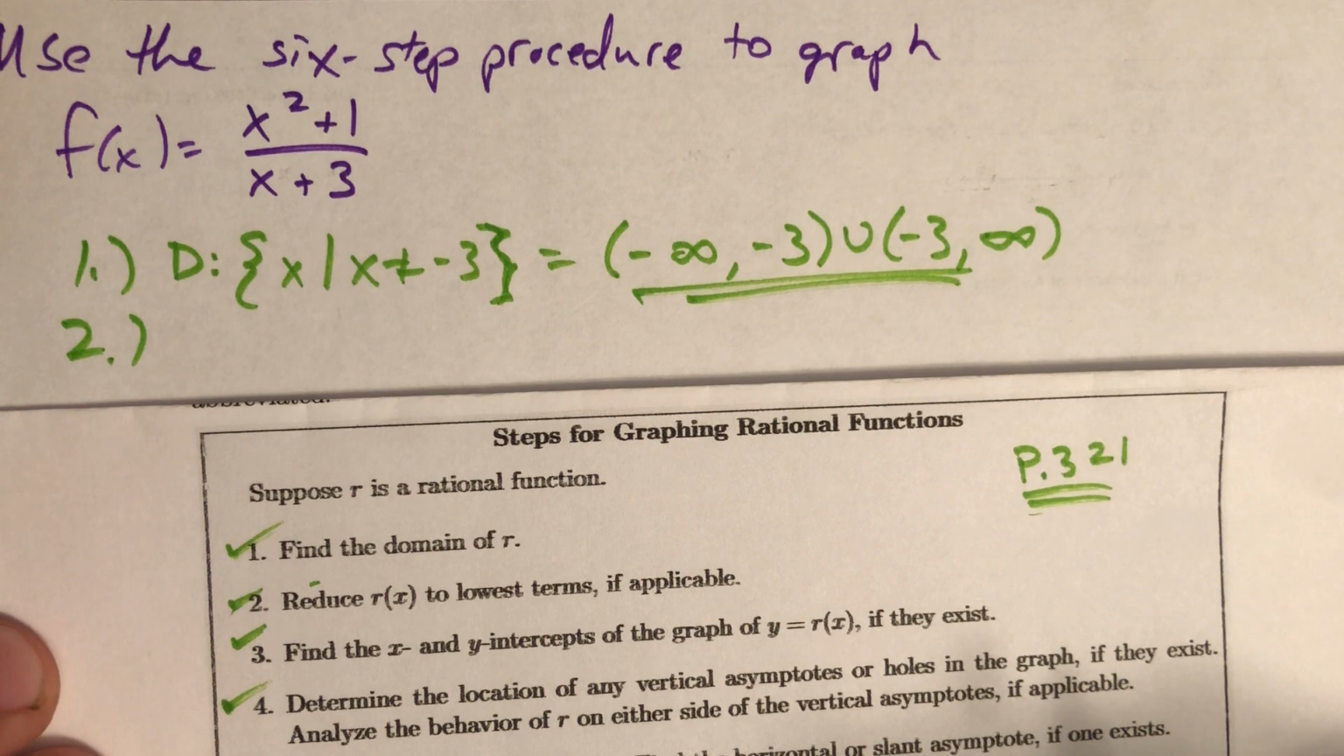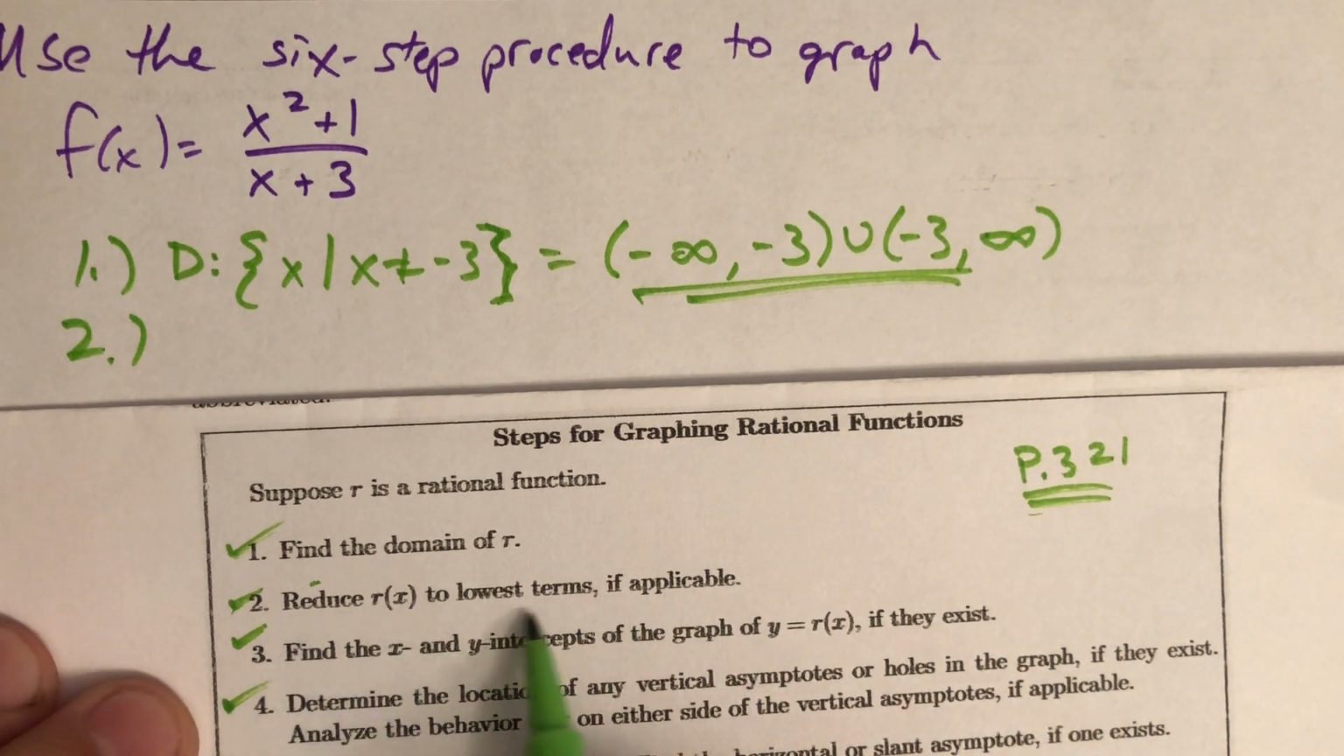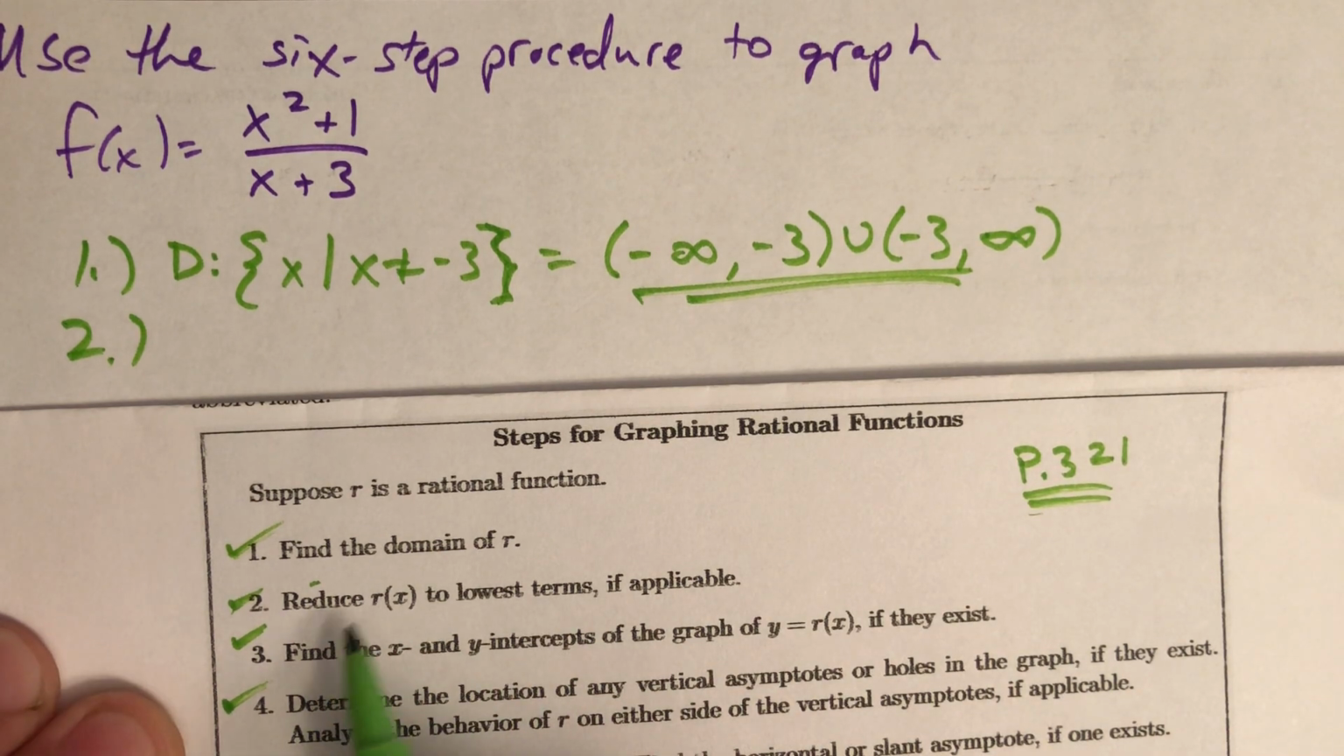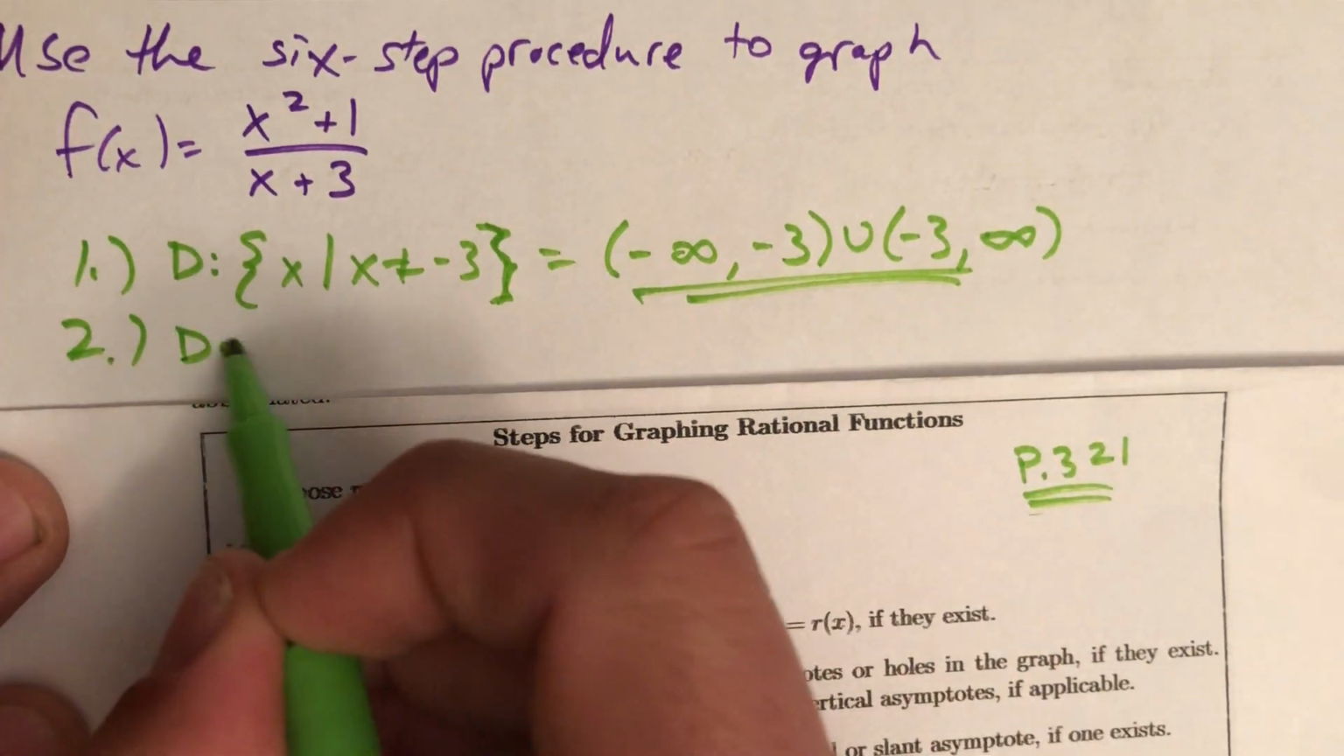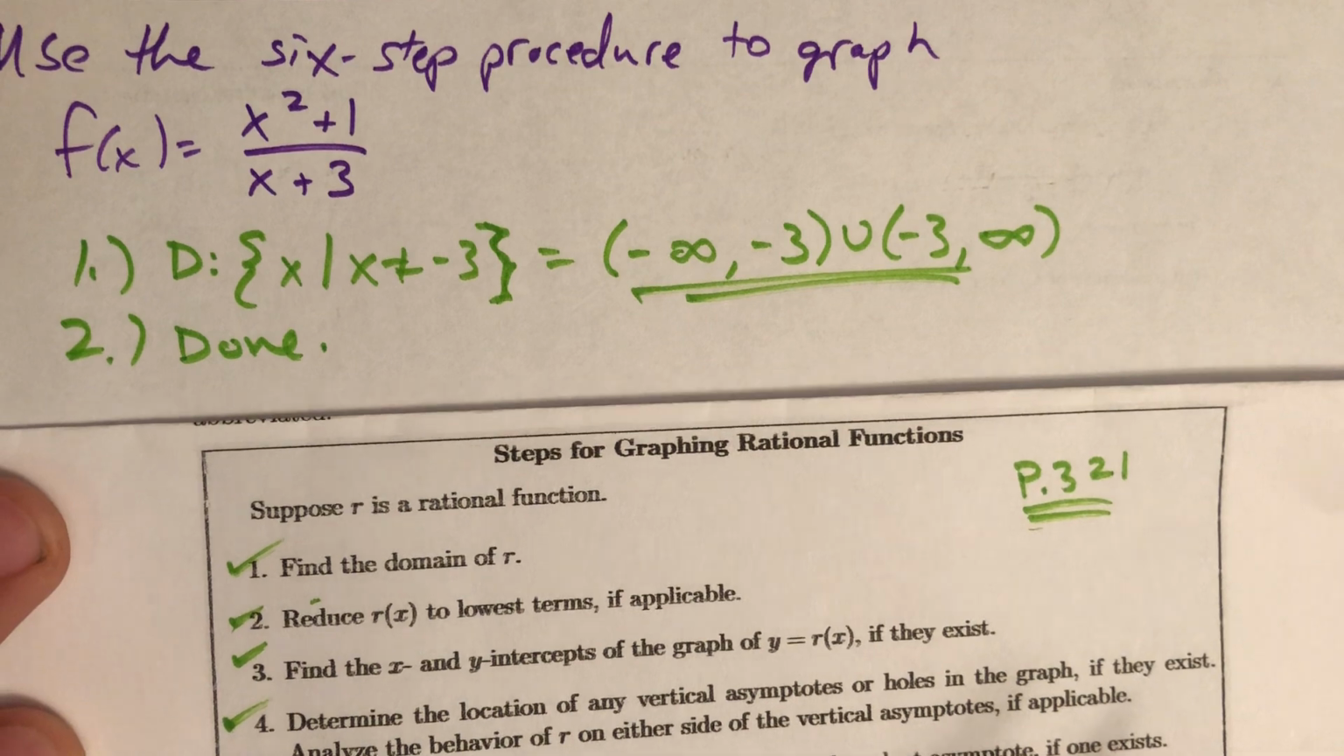Second, we want to reduce the function. So if we can reduce, we will. Reducing this means essentially canceling common factors. So we see that we don't have common factors, so we're done here. All right.